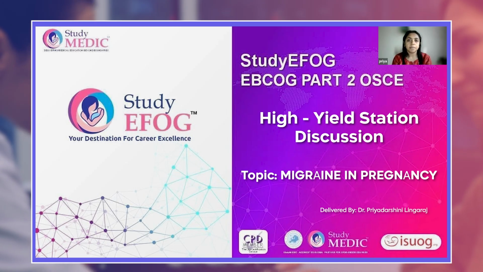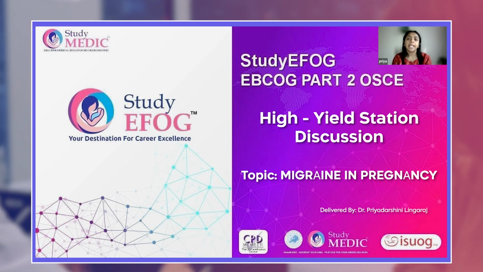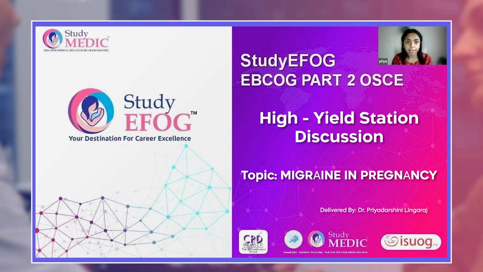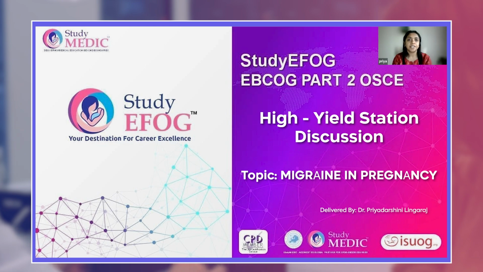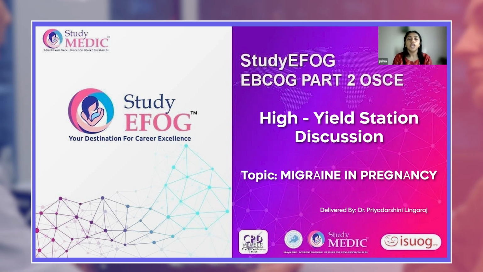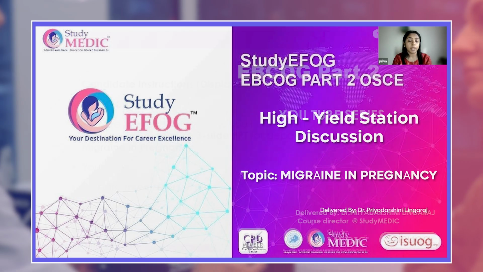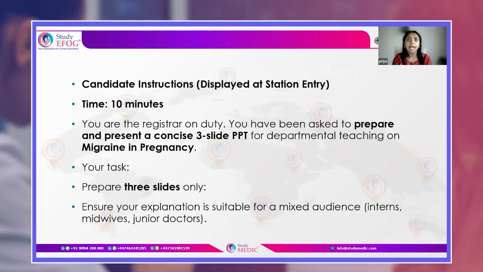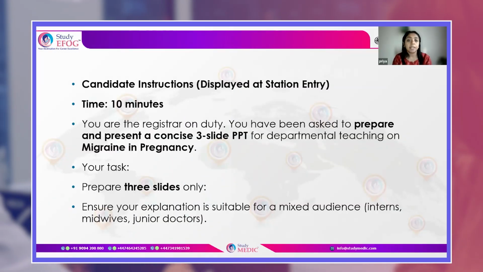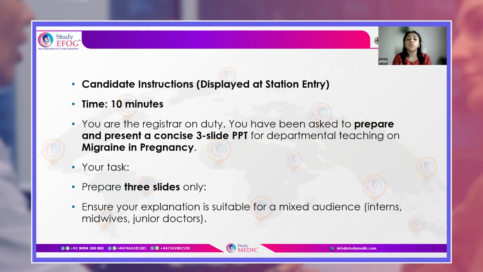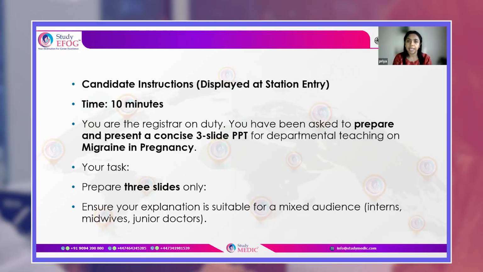So basically, this comes as two different stations back to back. In the first station, you have the candidate instruction displayed as it is available here. You will go into the station, a laptop will be kept there, you just have to prepare the presentation. You have 10 good minutes to have your presentation ready. You have to make only a 3 slide PPT, and after 10 minutes you will be going on to the next station where you will be presenting the same topic to your examiner.